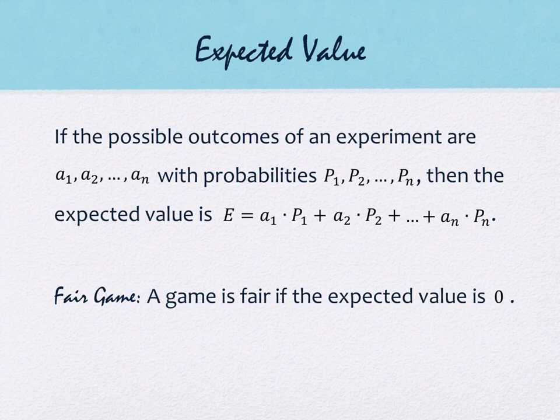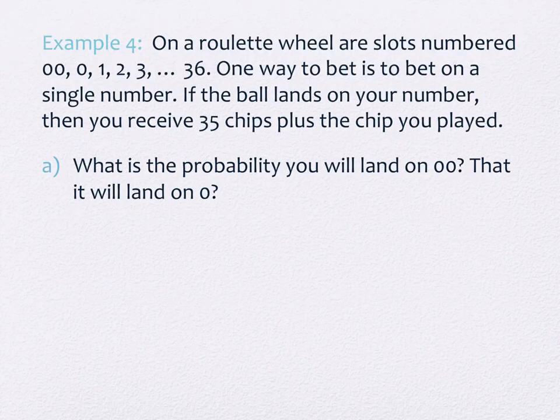So we're going to do an example with a game. It may not be a game you're familiar with. Have you seen a roulette wheel before? It looks like a big giant spinner. It actually includes numbers from 00 up to 36. So there's a 00, and there's a 0, and then there's a 1, 2, 3, 4, all the way up to 36. That's how their numbers work.